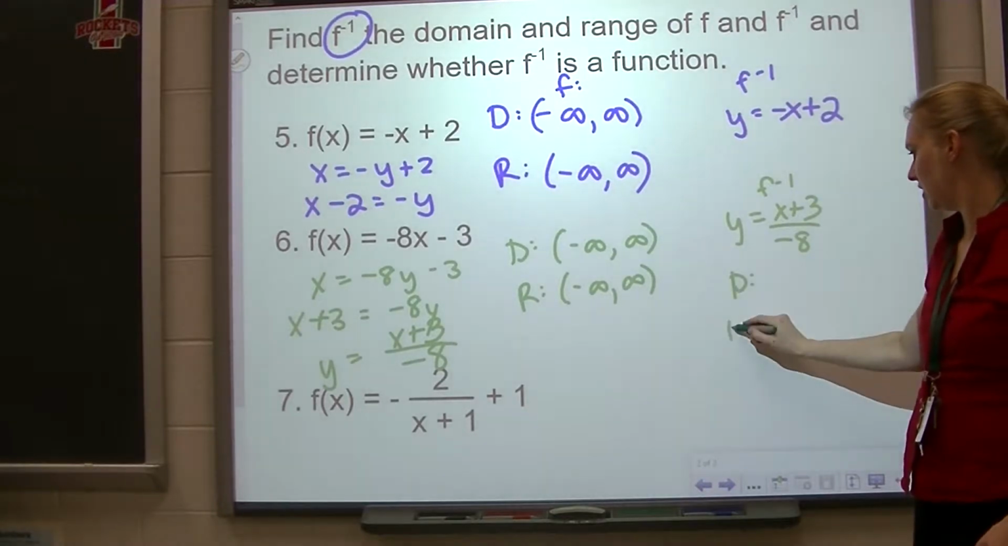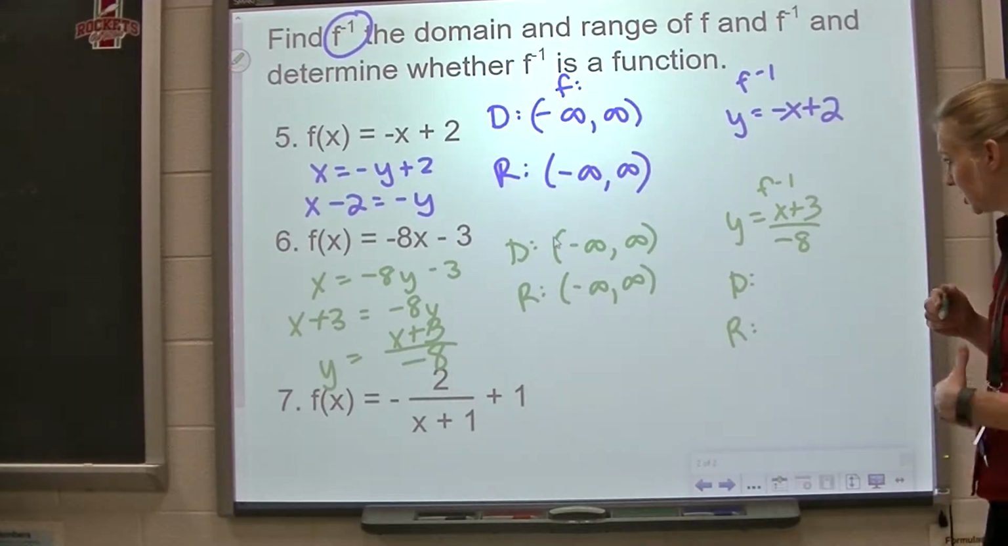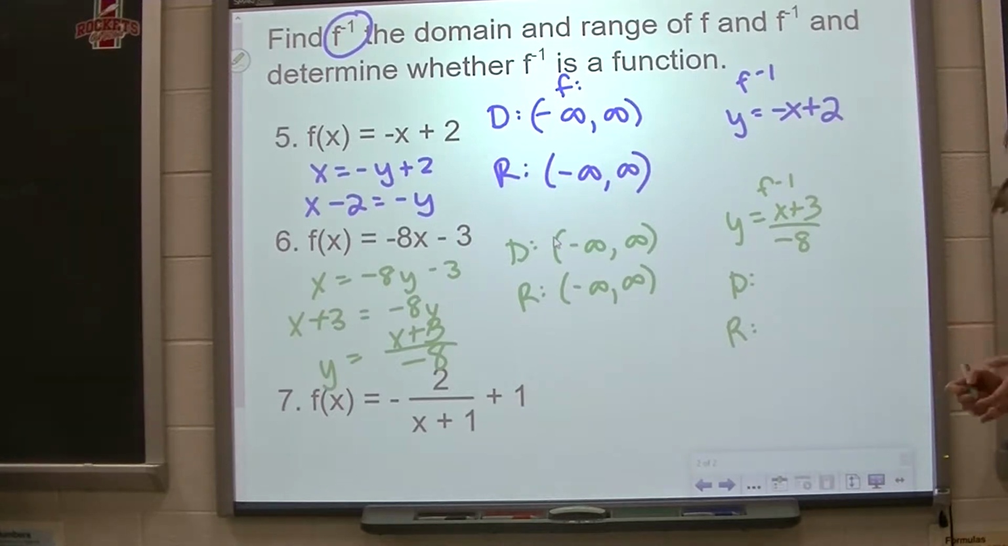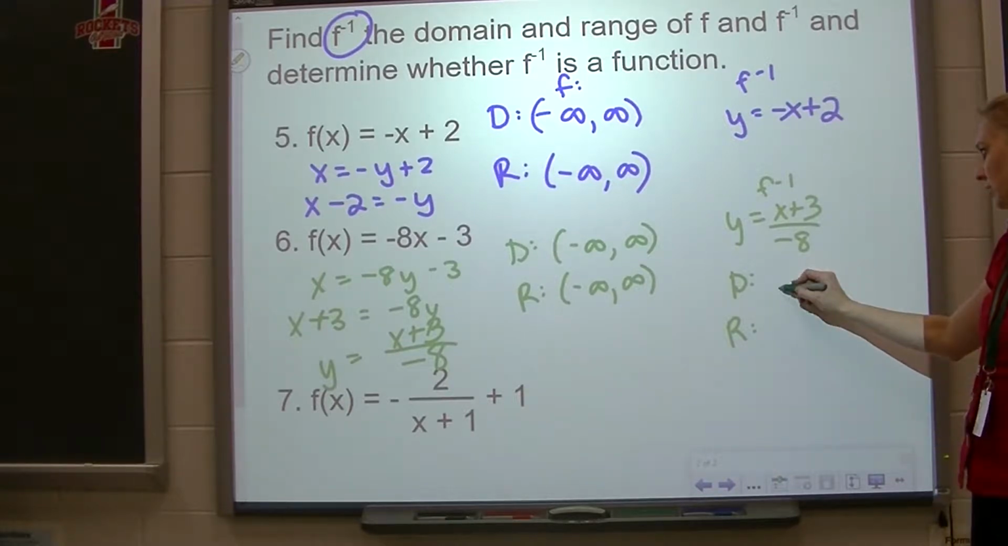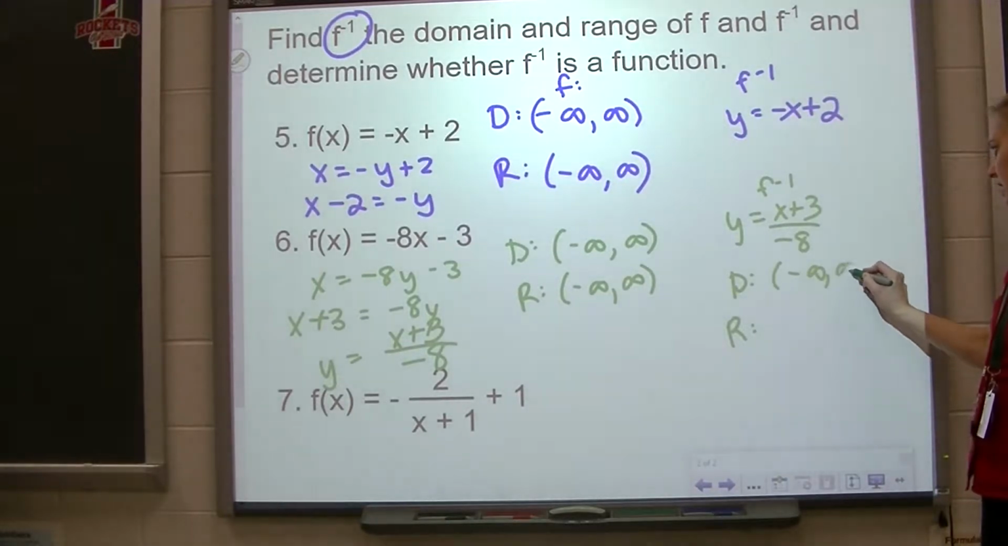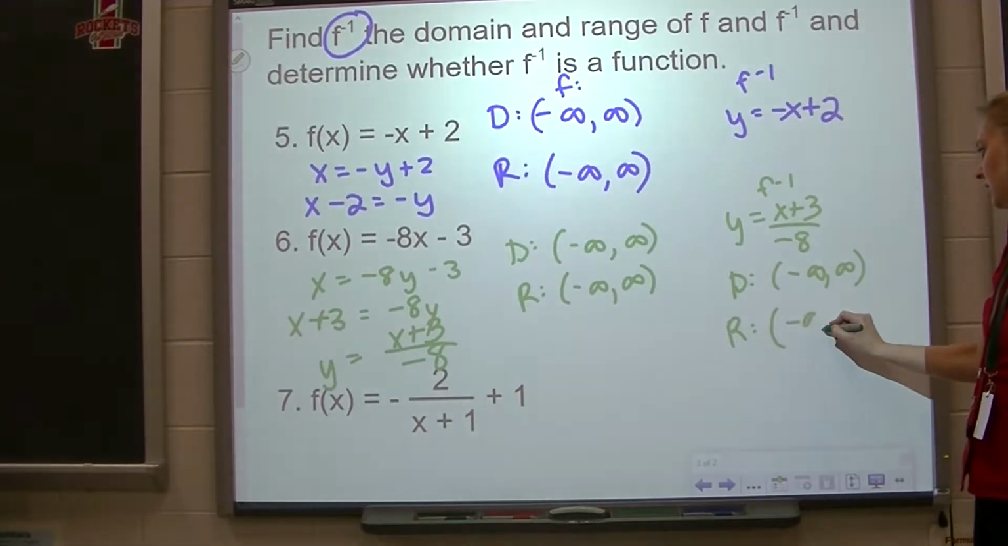And the domain and range of our inverse, if I graph it, you'll get another straight line. It will just be a lot less steep than the original. So that domain will also be negative infinity to positive infinity.